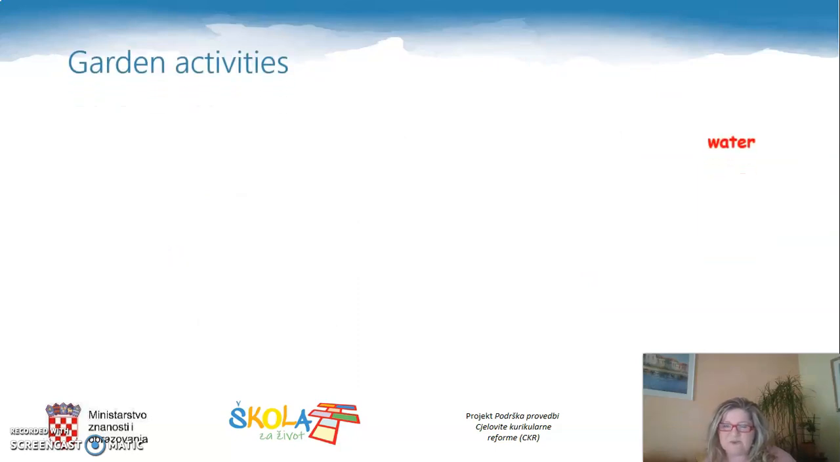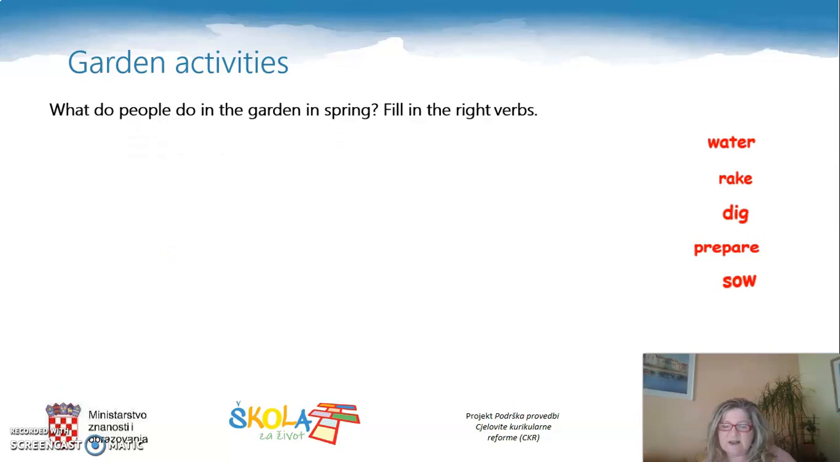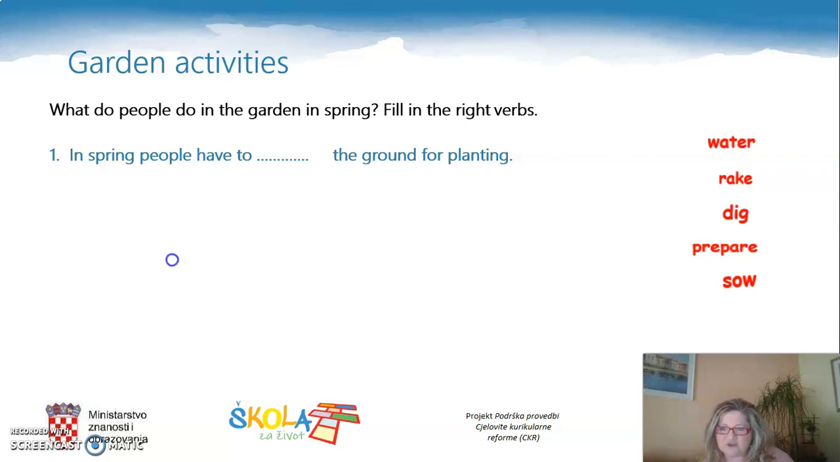Garden activities. We said many garden activities last time, so you probably remember watering, zalijevati, rake, grabljanje, dig, kopati, prepare, pripremati, sow, sijati. So let's fill in the gaps in the following sentences and pick up the right verb. In spring people have the ground for planting. U proljeće ljudi trebaju zemlju za sadnju, što trebaju je pripremiti, prepare.